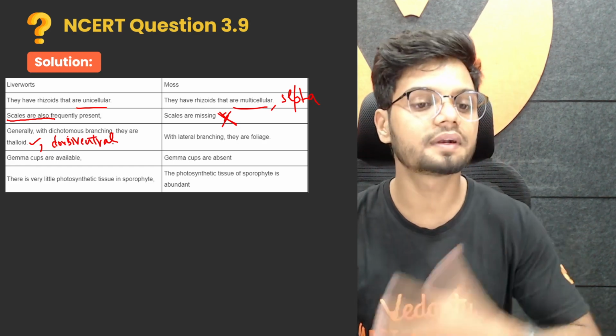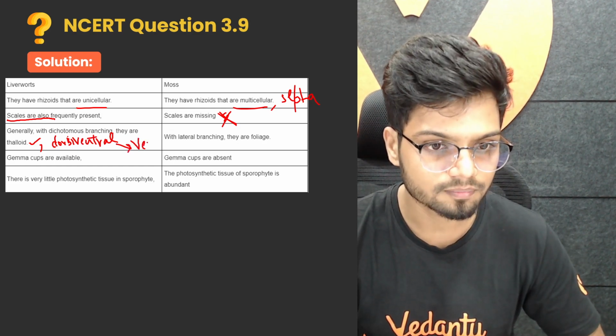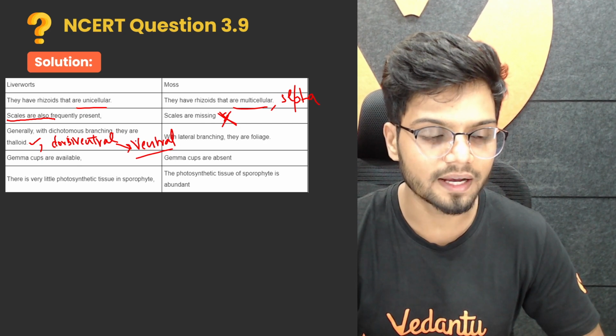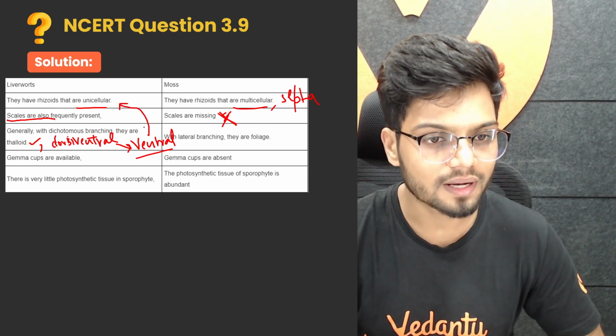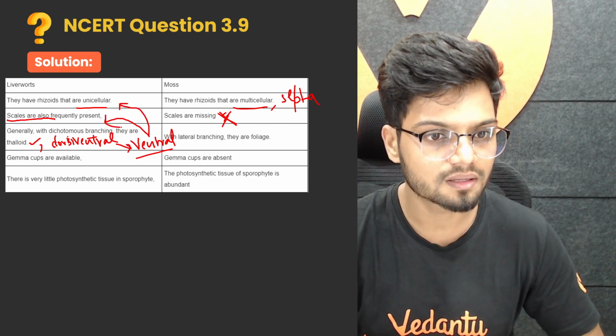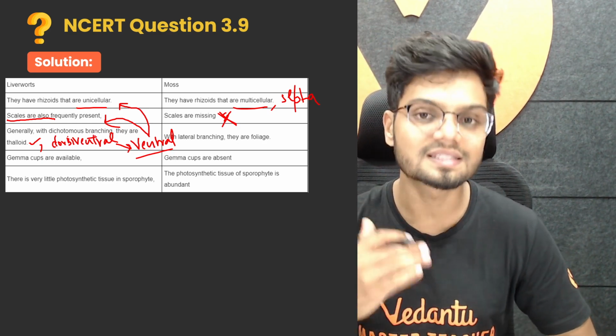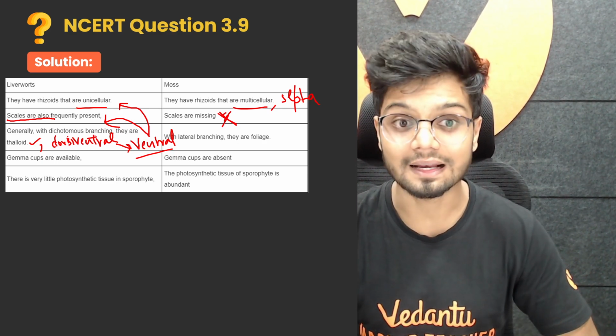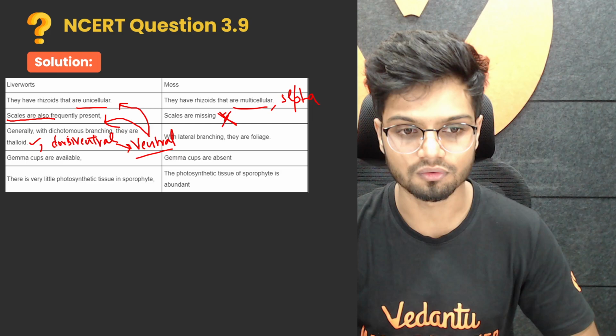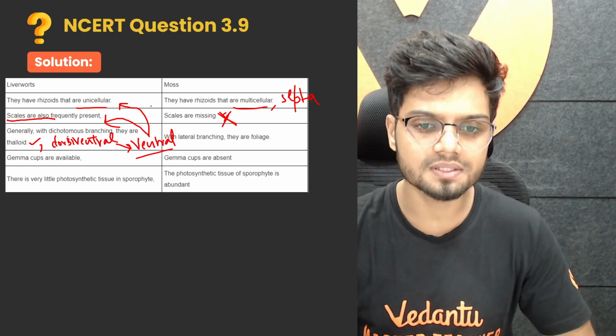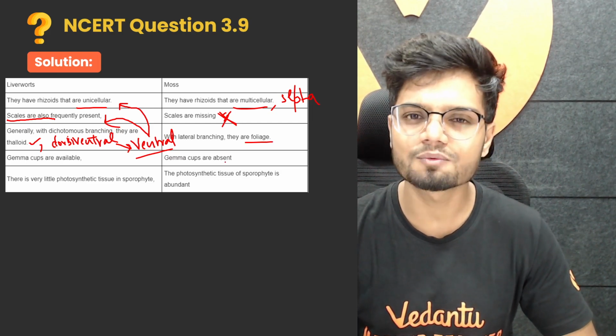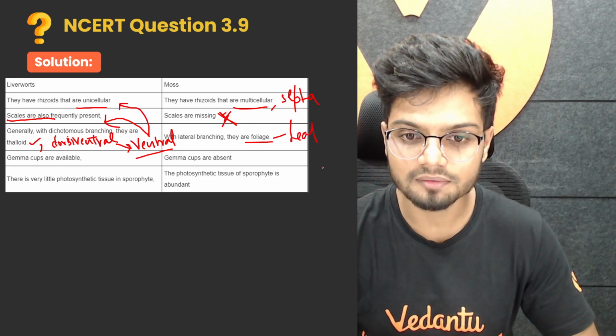Now, towards the ventral side of this dorsiventral thallus, you have the rhizoids as well as scales in the case of your liverworts. While in the case of your mosses, they are foliage. Foliage means leaf-like.